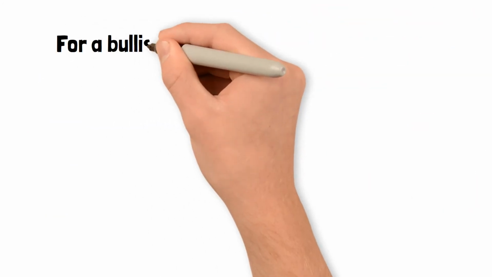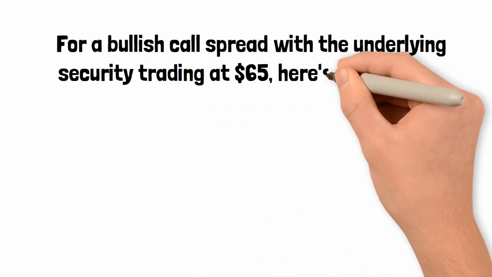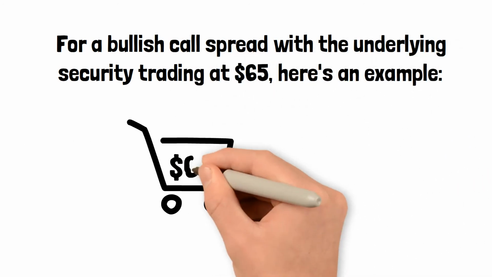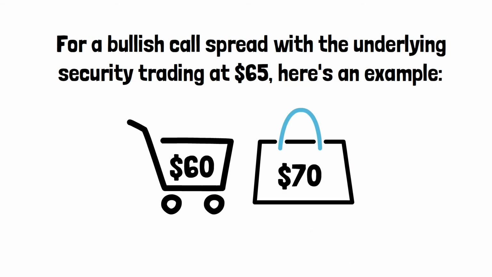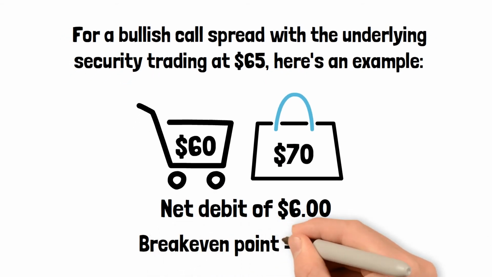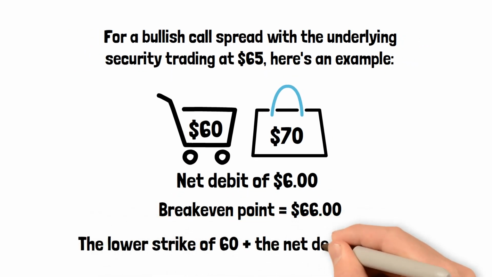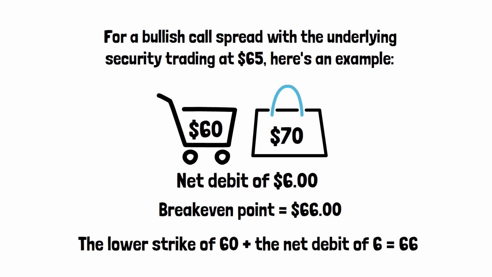For a bullish call spread with the underlying security trading at $65, here's an example. Buy the $60 call and sell the $70 call for a net debit of $6. The break-even point is $66, which is the lower strike of 60 plus the net debit of 6 equals 66.